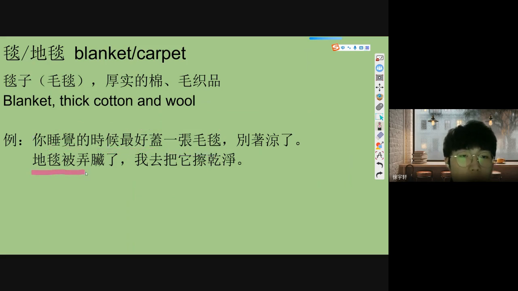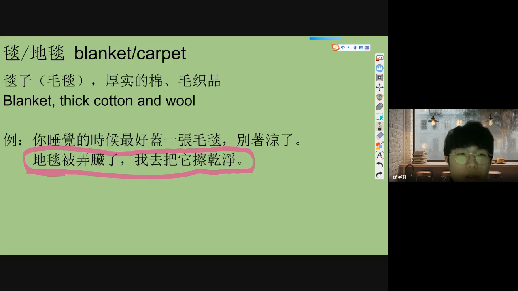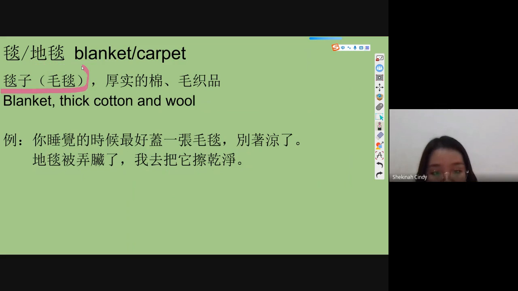And 地毯被弄脏了，我去把它擦干净。Here 脏 means dirty. 弄脏，被弄脏 means get dirty. And 擦干净 means clean something up. Can you try to translate this one? The carpet is getting dirty, and I will go clean the carpet. Yes, okay. So can you distinguish 毯子、毛毯 and 地毯 now? Yes. Okay.